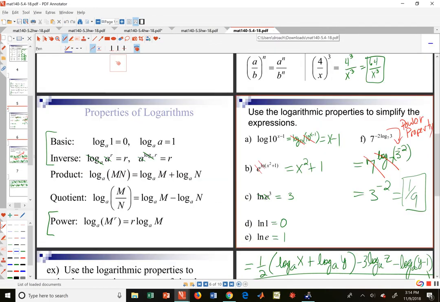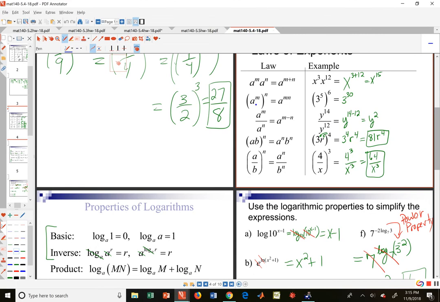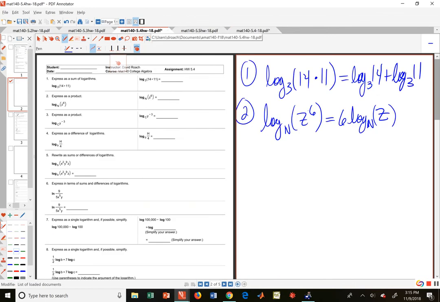It's based off of the power property, that r comes outside. Back here, a to the m to the n: if you look at this one right here, it's the product of the exponents, m times n. That's what we're seeing here in this inverse property. Remember, logarithms are exponents. r is an exponent, so we're taking that exponent r and multiplying it by the exponent that's associated with the log of m. All right, so that's number 2. It's just 6 log base n of z.